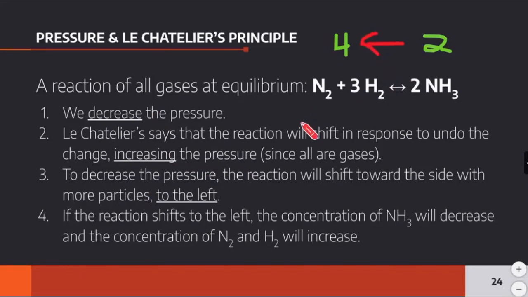If it shifts to get more particles, then it's going to increase the concentrations of the things on the left, because we're going toward the N2, making more N2. We're going toward the H2, making more H2. And we're going away from the NH3, so its concentration would drop. So if we decrease the pressure, that would result in more N2 being produced, more H2 being produced, but we'd end up with a lower concentration of NH3.